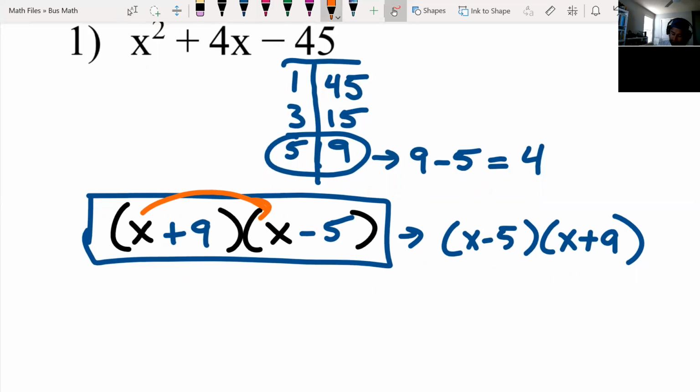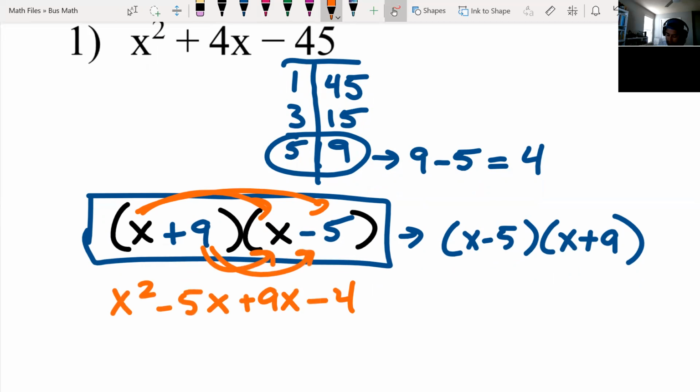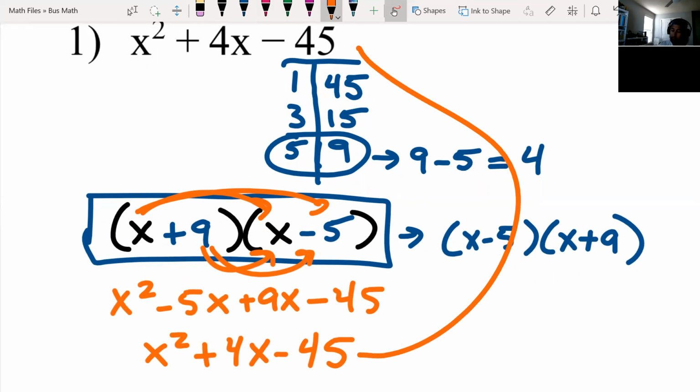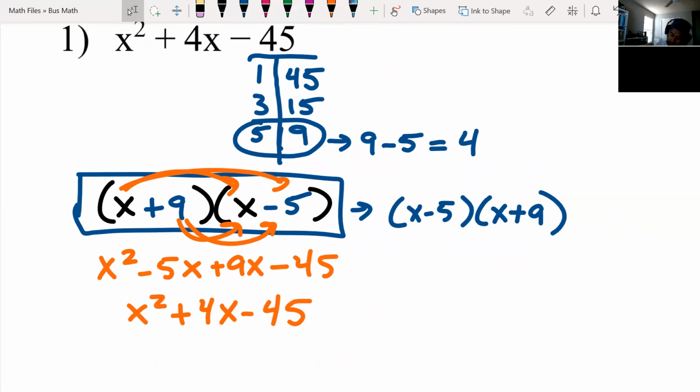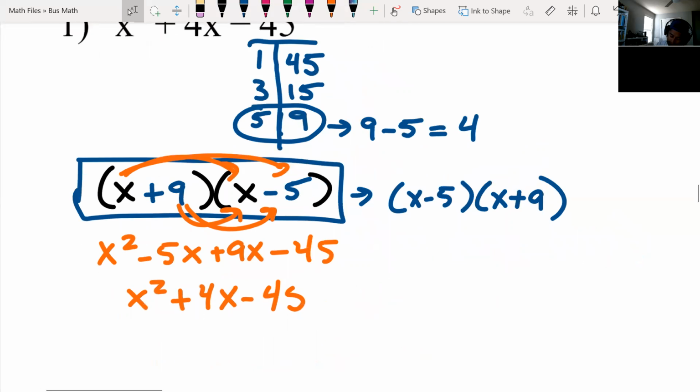x times x, x squared. x times negative 5, negative 5x, plus 9x, minus 45. And you get x squared plus 4x minus 45. Does that look like the original problem? So we did it, guys. We did it. And that's how you factor.